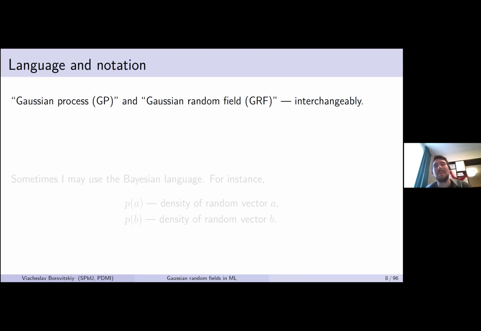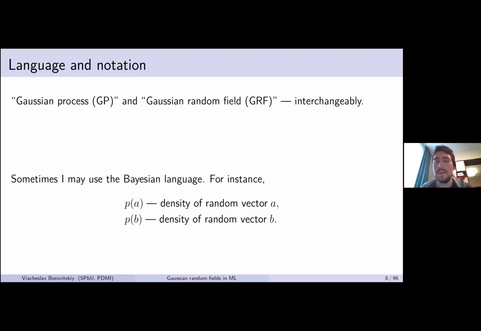First, I will consider the terms Gaussian processes and Gaussian random fields interchangeable and synonymous. There are maybe some subtle differences between them, and we will briefly discuss this in the next lecture tomorrow. But all in all, in machine learning, at least, they are used interchangeably, and actually Gaussian processes is the preferred term.